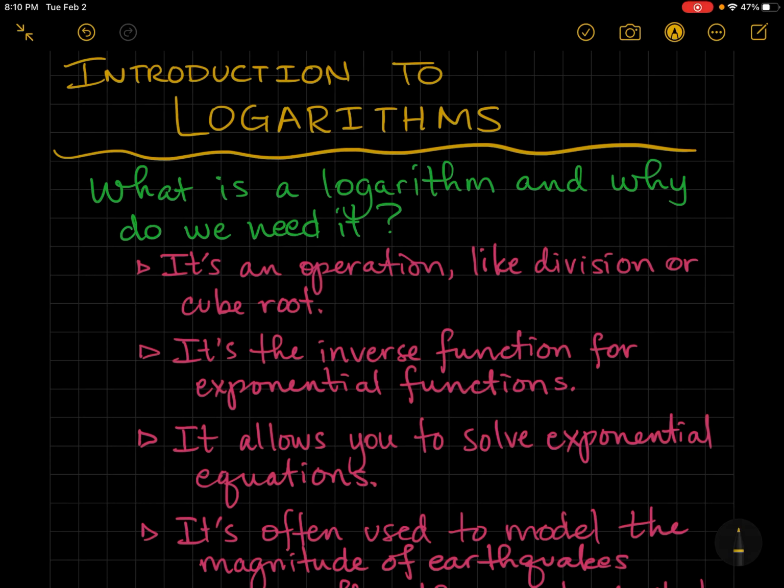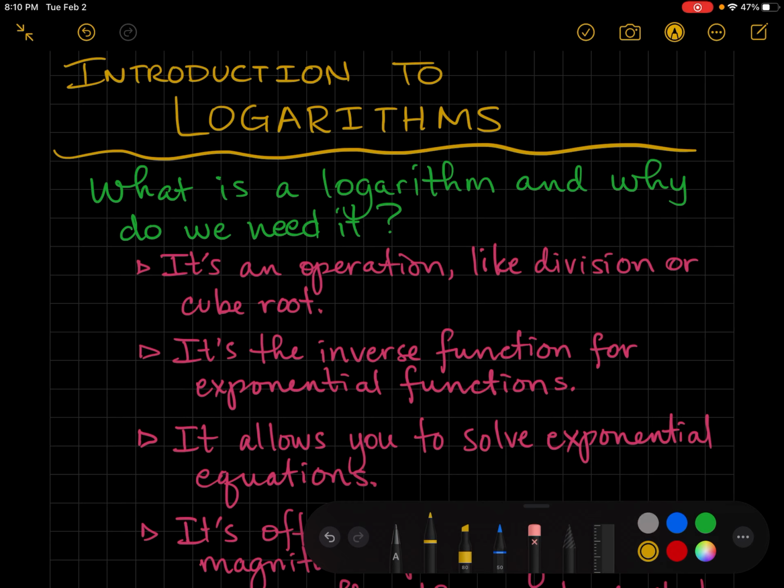Today we're going to have an introduction to logarithms. So first of all, we need to ask ourselves a few questions. What's the logarithm? Why do we need it? What is it used for? First of all, it's an operation.